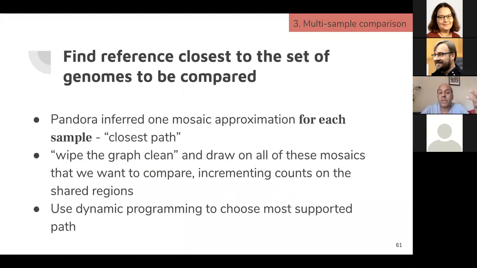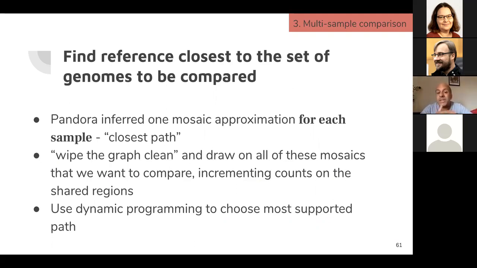So what we do, we've already inferred one mosaic approximation for each sample, the closest path. We wipe the graph clean, so to speak, and we draw on all of these mosaics, one for each sample. And we increment counts along the graph for wherever they go.